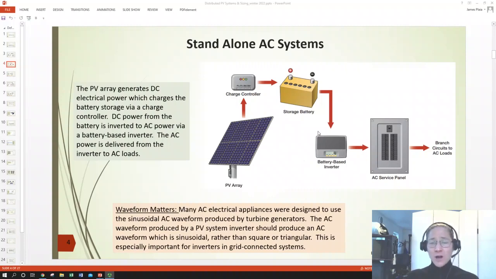So a little bit more complicated than the DC system in that the inverter, which is now replacing your load controller, is a somewhat more complicated piece of equipment, but effectively serves the same purpose of interfacing between your storage and your loads. And in this case, not only does it match the right voltage, but it gives you the AC that your loads are running from.